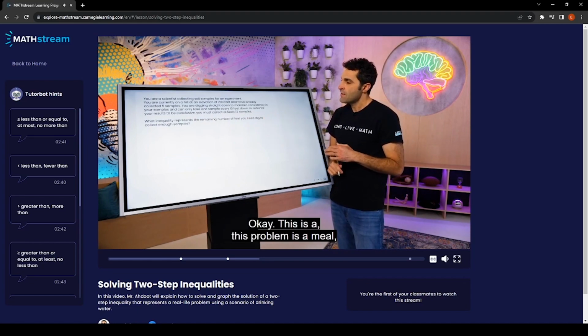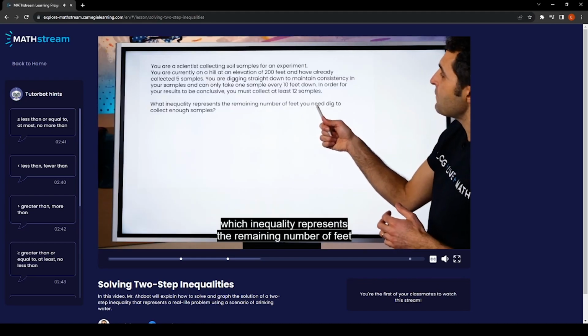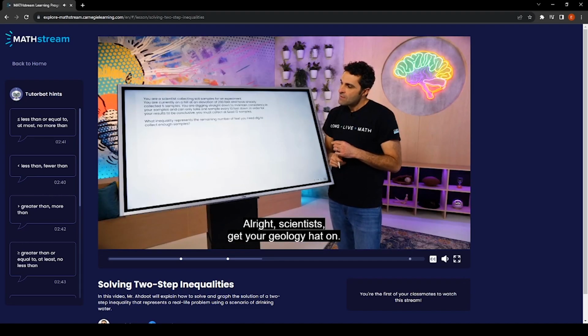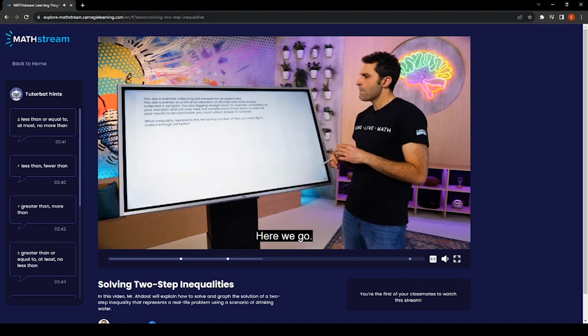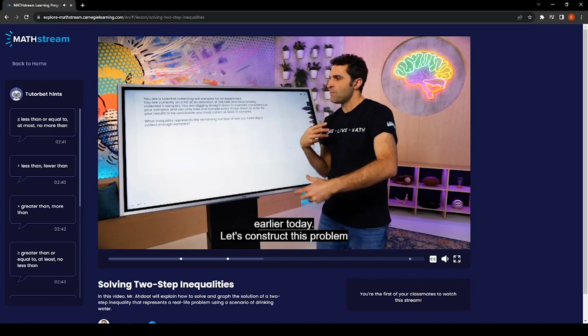Okay, this problem is a meal. Which inequality represents the remaining number of feet you need to dig to collect enough samples? All right, scientists, get your geology hat on. Here we go. Let's do what we've talked about earlier today. Let's construct this problem piece by piece.